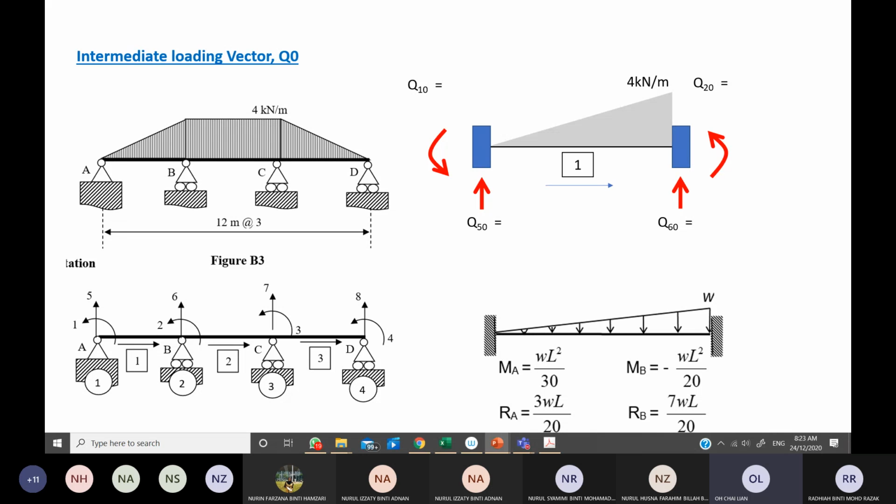The Q node is not the intermediate loading vector. I don't think it's the right way. Maybe I put in a fixed end reaction. It is also the loading vector, but due to intermediate loading, it will be more proper to say fixed end reaction, because you are finding the fixed end reaction.